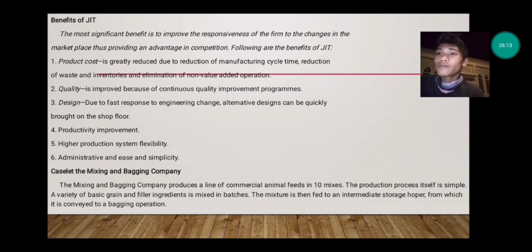When we say product cost, it is generally reduced due to the reduction of manufacturing cycle time and production. The waste of inventories and non-value-added operations is eliminated. Quality is improved because of continuous quality improvement programs designed in response to past engineering changes. Alternative designs can be quickly brought to the shop floor.